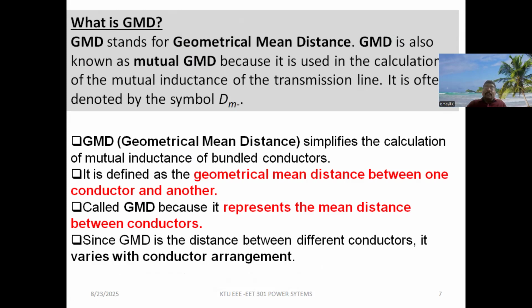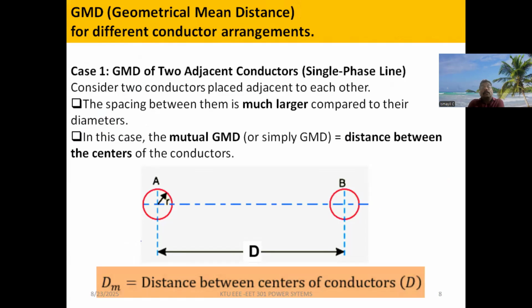Since it is a distance between different conductors, it varies with the conductor arrangement. In the earlier case, GMR depends on shape and size, but here it mainly depends on the distance between the conductors. That is, by changing the conductor arrangement, GMD will also change. Now we will see the GMD of different conductors under different conditions.